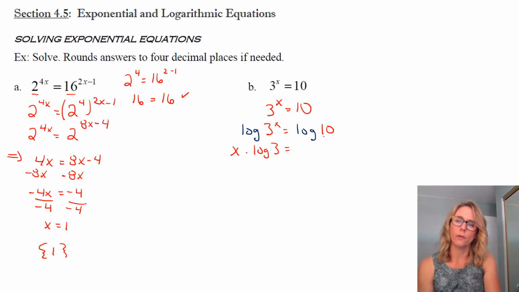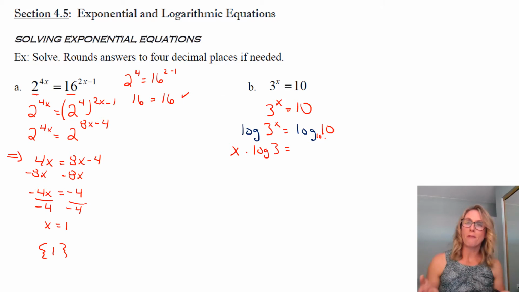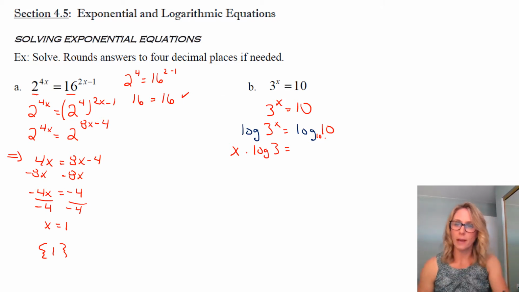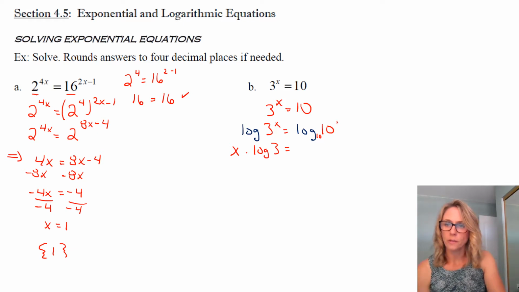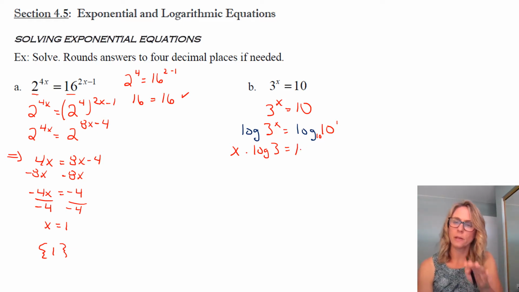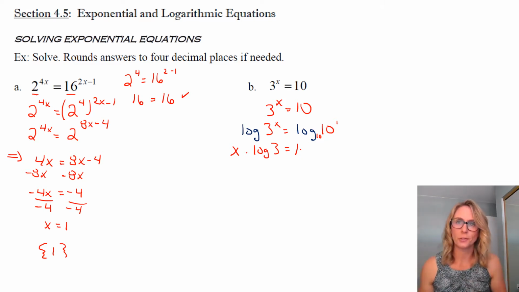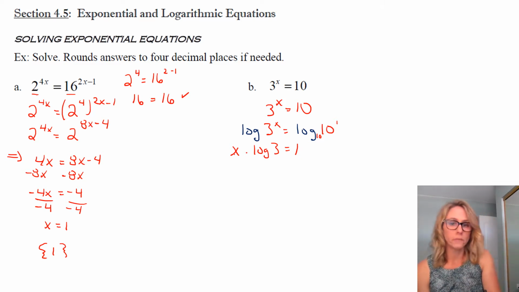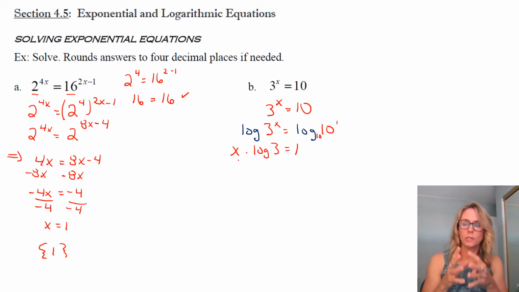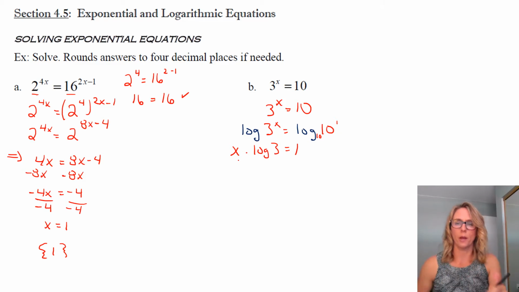Over on the side I have log 10, but understand, I can write this or not, but this is log base 10 of 10. And we have a property that says anytime you have a log with the same base and the same thing inside, your answer is, of course, just the exponent, because that piece there is saying 10 to what power gives me 10? Well, that's just 1. And then now you want to understand that log 3 is just a number.